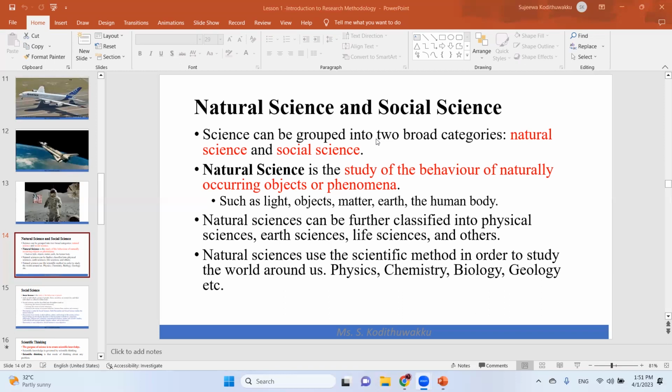Even if you study the earth, you study the sun, geography, that is also natural science, right? The natural sciences can be further classified into physical science, earth science, life science, and others. Now that's what I mentioned. Botany is linked with what do you call?